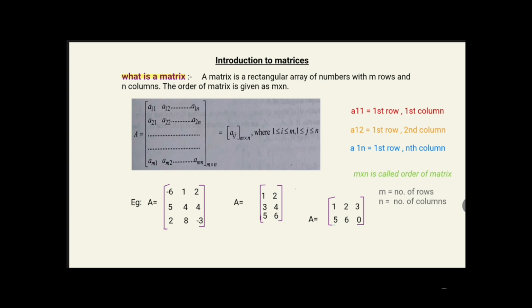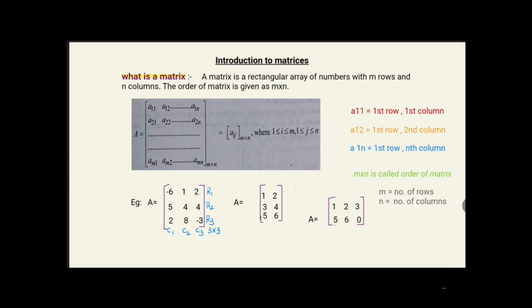Now let's see here students. In the first example, we shall find out the order of the matrix. This is R1, R2 and R3, and this represents column 1, column 2 and column 3. So here it has 3 rows and 3 columns. Therefore, the order of the matrix is 3 by 3.